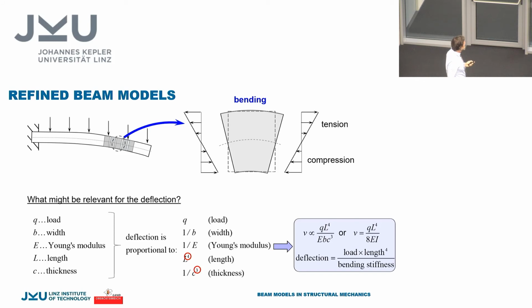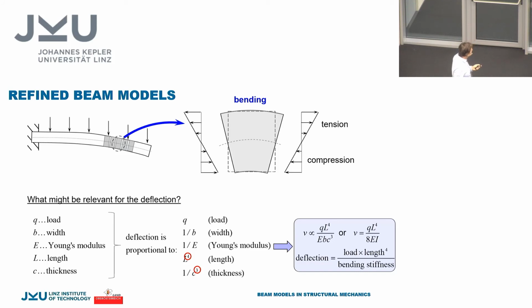And I think this is quite logical. If you double the load, also the deflection will be doubled. And if you double the width or the Young's modulus, the deflections will be lowered. But if you consider the length, there's a nonlinear proportion. So if you increase the length by a factor 2, the deflection will be increased by a factor 16.